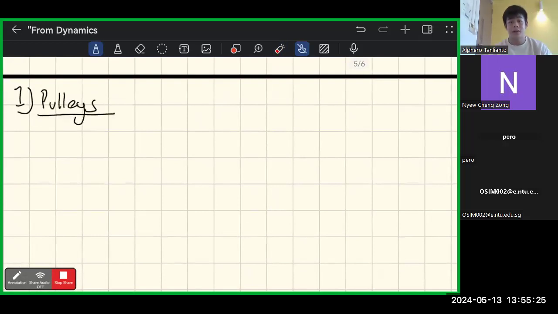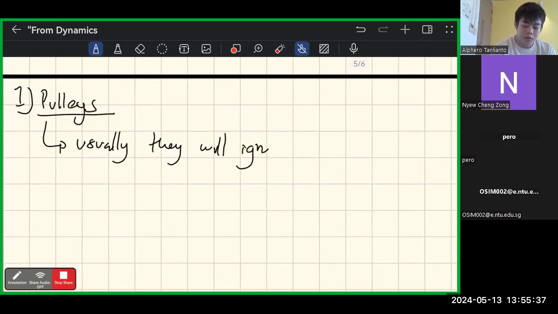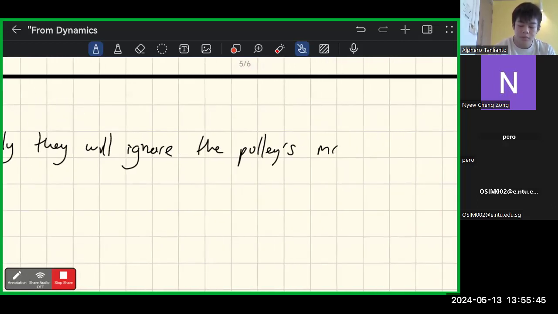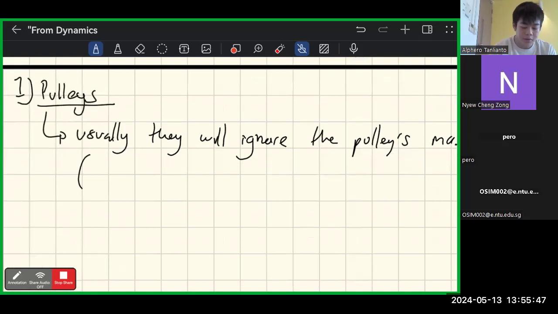So usually in physics problems, they will ignore the pulley mass. If this is the case, then you just don't bother to see the pulley as a pulley. It's just something that connects the threads, and that's it.